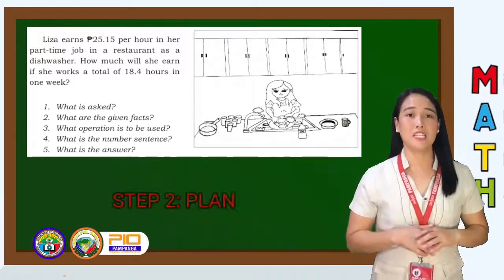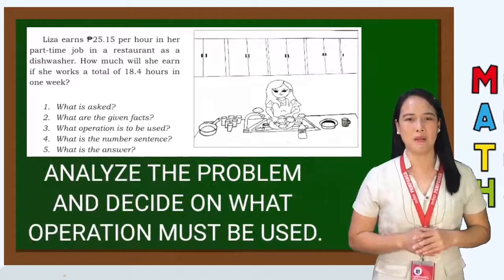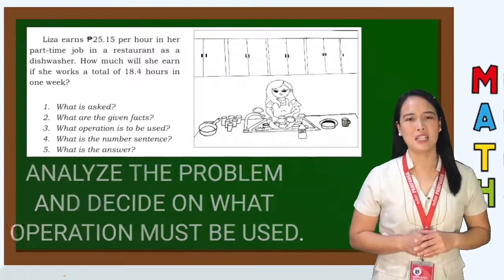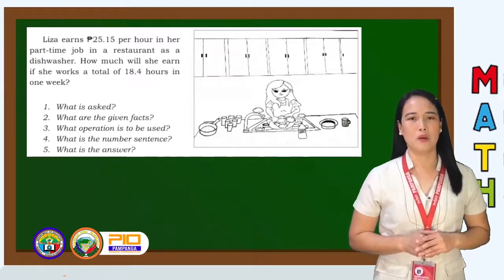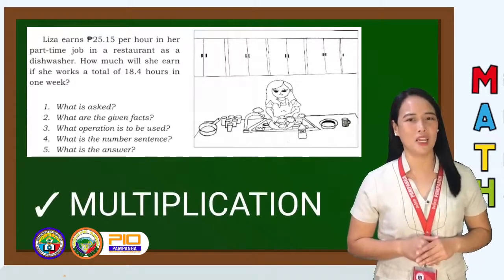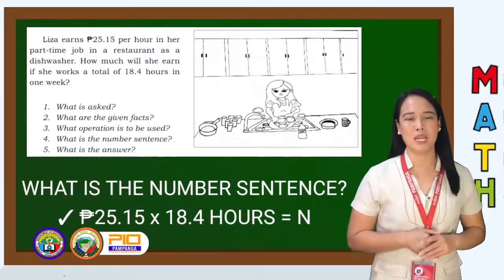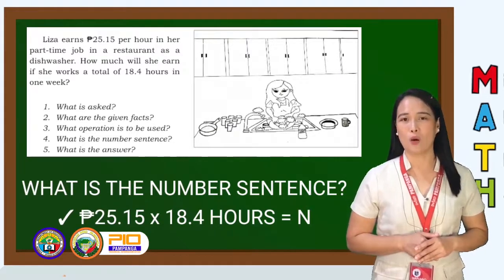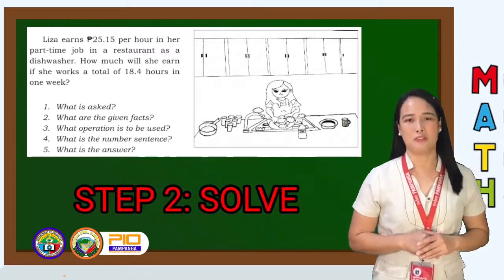The second step is plan. When you plan, you have to analyze the problem and decide on what operation will be used. Since we are looking for the total earnings of Lisa as a dishwasher, we're going to use the process of multiplication. And so, our equation or number sentence would be 25 pesos and 15 centavos times 18 and 4/10 hours equals N.